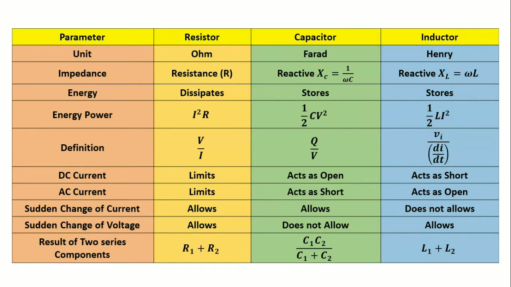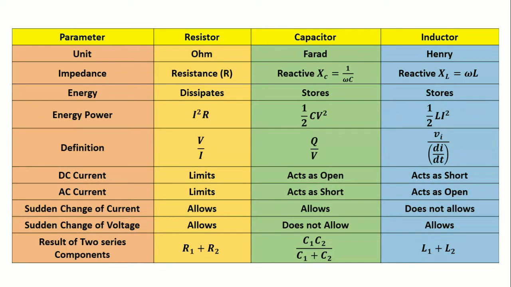The next parameter is impedance. When you are representing impedance, it will contain two parts: the first part will be the real part and the second part will be the imaginary part. The resistance value will be represented in the real part and the reactance value in the imaginary part. The reactance of the capacitor is given as XC equal to 1 by omega C, and for the inductor the reactance value is given as XL equal to omega L.